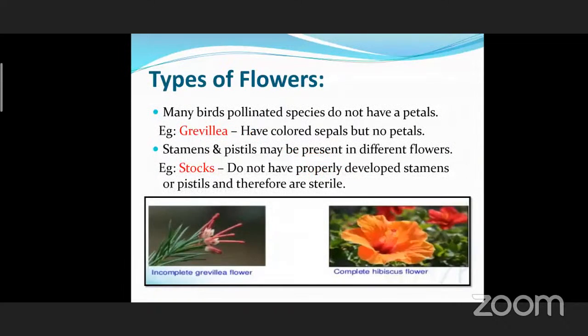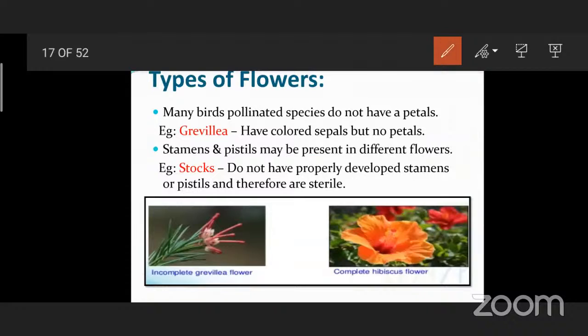Next, types of flowers. Many bird-pollinated species do not have petals. Example, Grevillea. See here, this is Grevillea, which has colored sepals but no petals. Stamens and pistils may be present in different flowers. Staminodes do not have properly developed stamens or pistils and therefore are sterile.